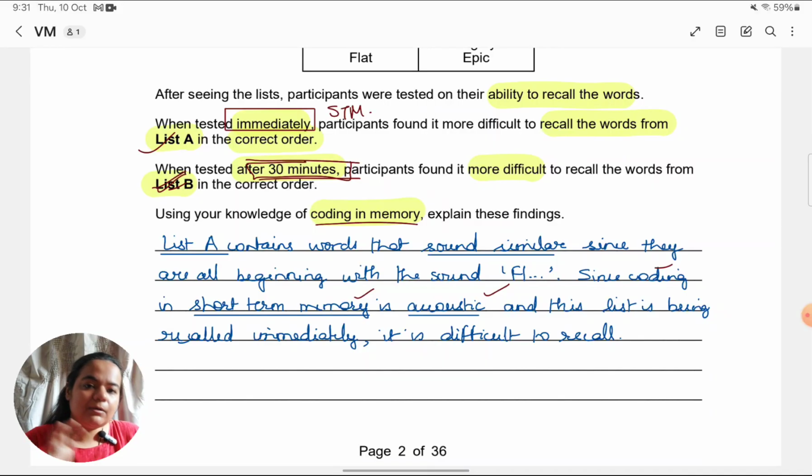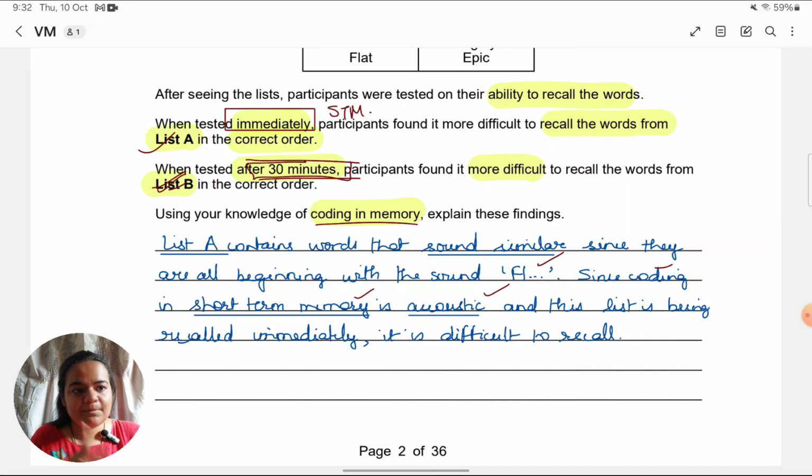I have not written anything out of context or in isolation. I have referred to the scenario when I'm writing. Also, I'm very clear about which type of memory is being discussed. Instead of just saying acoustic coding, I've specified in short term memory, there's acoustic coding. Some points which I'm giving you might seem very obvious to you, but there are many students who overlook the obvious. That's why I'm specifying.